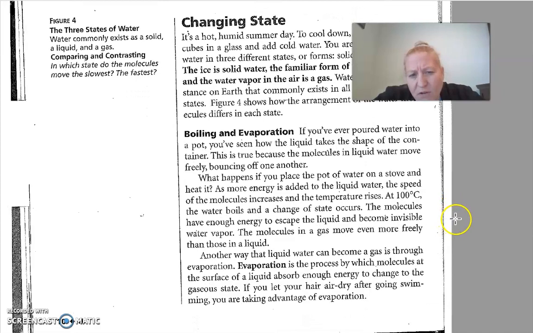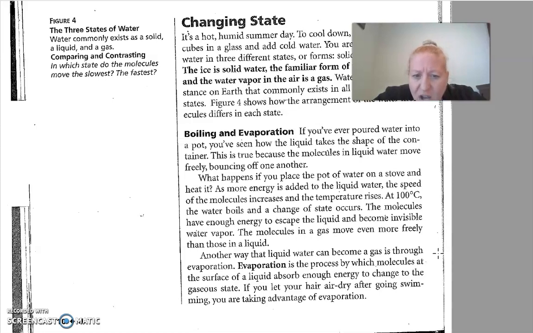Boiling and evaporation. If you have ever poured water into a pot, you've seen how the liquid takes the shape of the container. This is true because the molecules in the liquid water move freely, bouncing off one another. What happens if you place the water pot on the stove and heat it? As more energy is added to the liquid water, the speed of the molecules increases and the temperature rises.